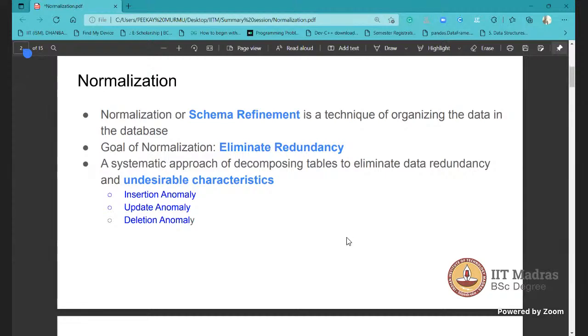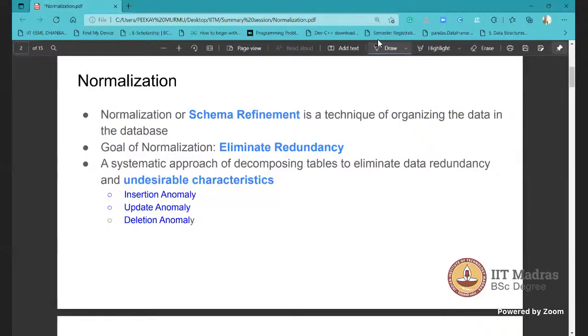Anyone would like to try at least? Anybody has the idea about what is insertion anomaly, update anomaly, and deletion anomaly? When we try to insert data, some other data is also required, which is irrelevant to the data which we insert. Yeah, that is insertion anomaly.